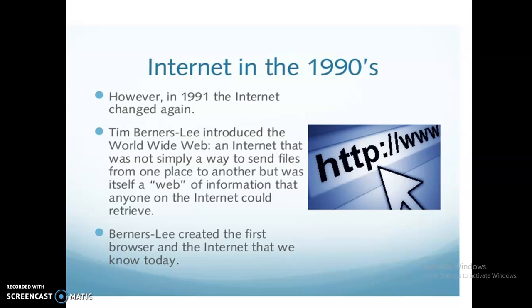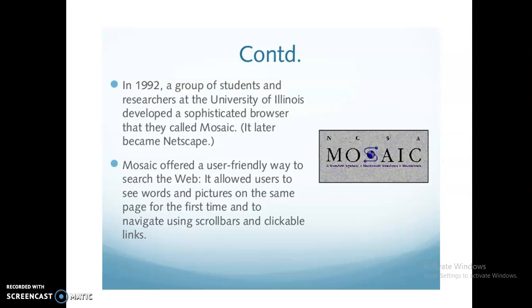Berners-Lee created the first browser on the internet that we know today. The first browser is called Mosaic. In 1992, a group of students and researchers at the University of Illinois developed a sophisticated browser that they called Mosaic. It later became Netscape. Mosaic offered a user-friendly way to search the web. It allowed users to see words and pictures on the same page for the first time and to navigate using scroll bars and clickable links. So this is the first browser.